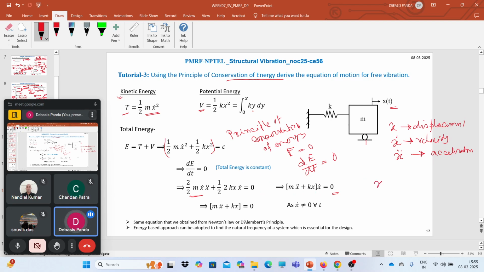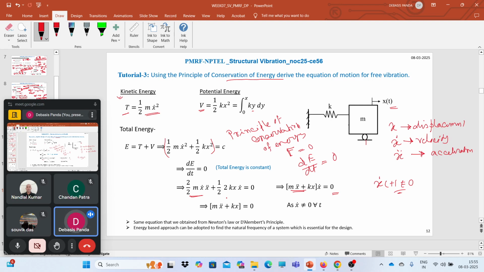Now obviously that x dot at any point cannot be 0, because if the velocity will be zero, then there will be no motion or no dynamic motion of the system. So we are left with this term that m x double dot plus k x is equal to 0. That means this is nothing but the equation of motion which we derived using D'Alembert principle, using the concept of FBD, that means free body diagram, corresponding to the energy principle.